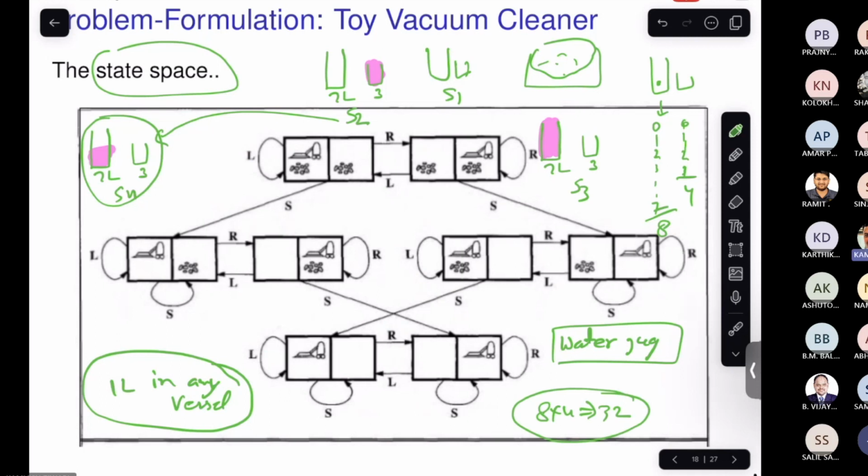And some of them may not be reachable. That is a different thing. But not more than 32 states will be there. Everybody understand this? Yes or no? Yes, sir, can you type yes?